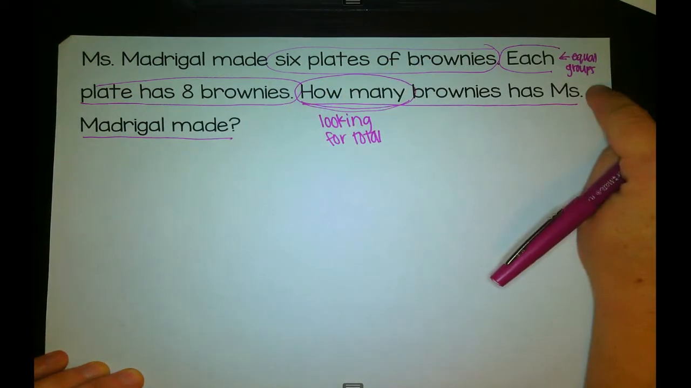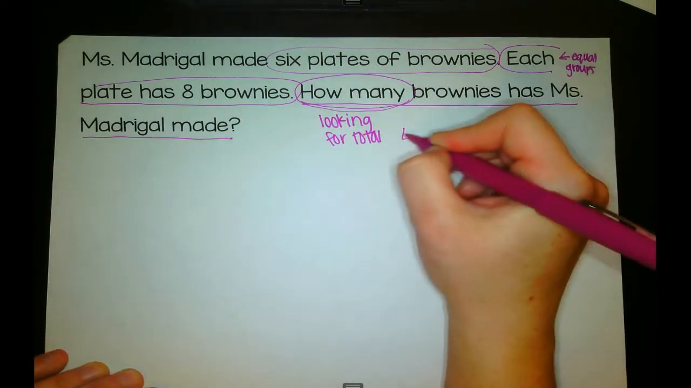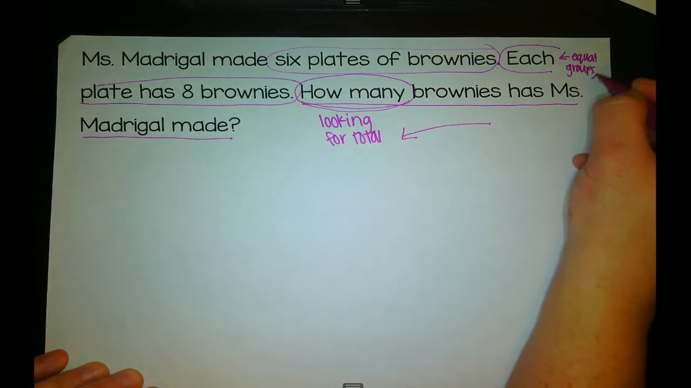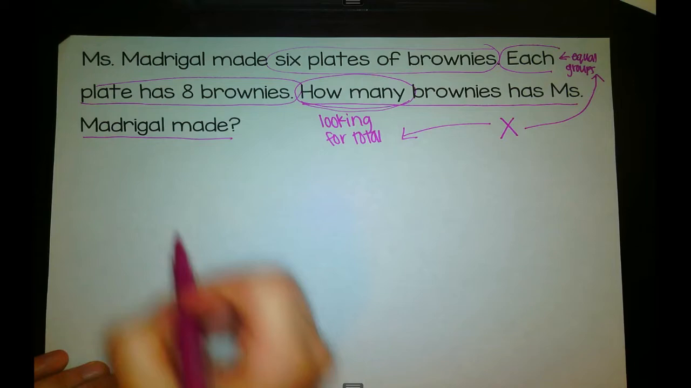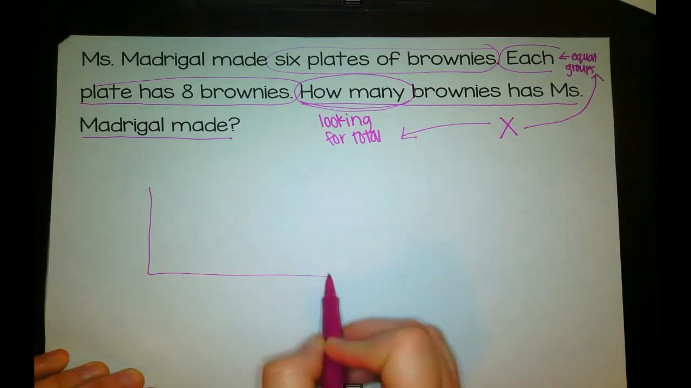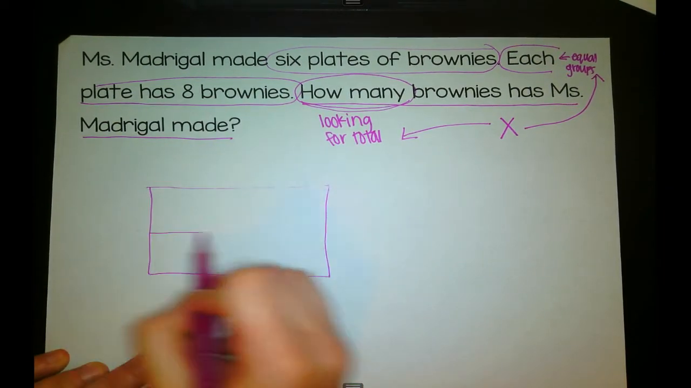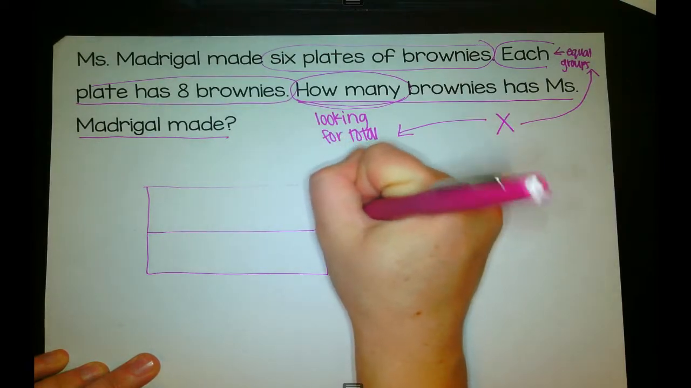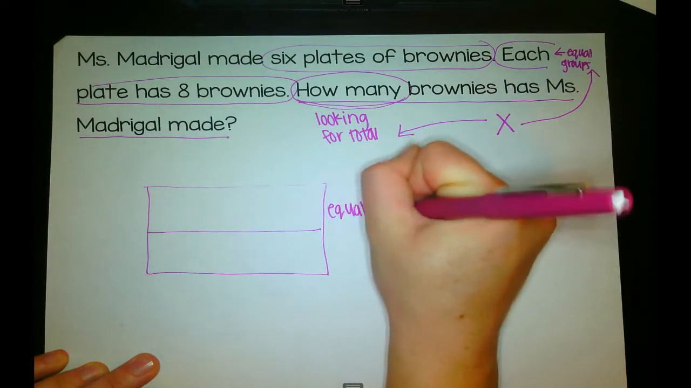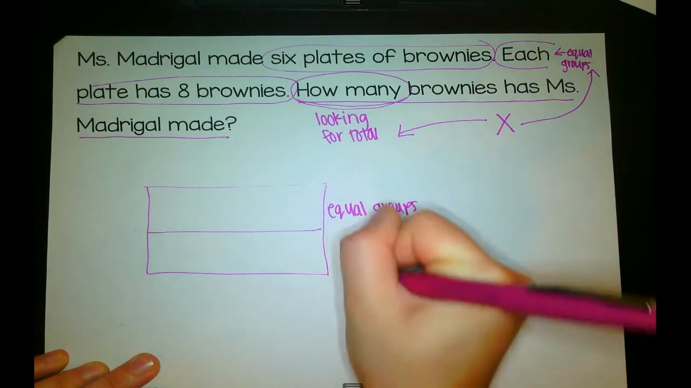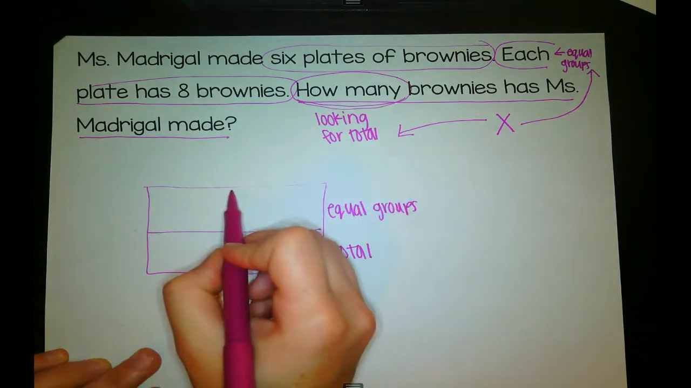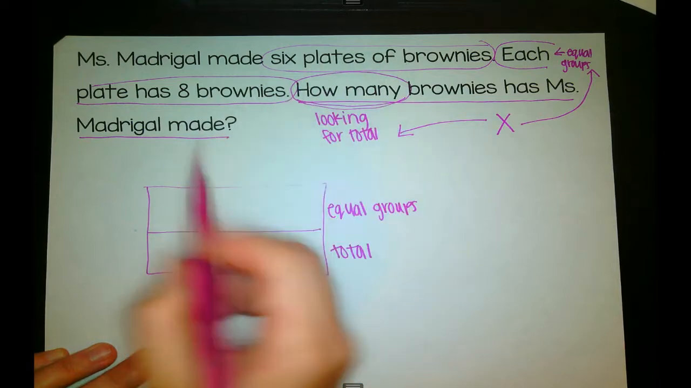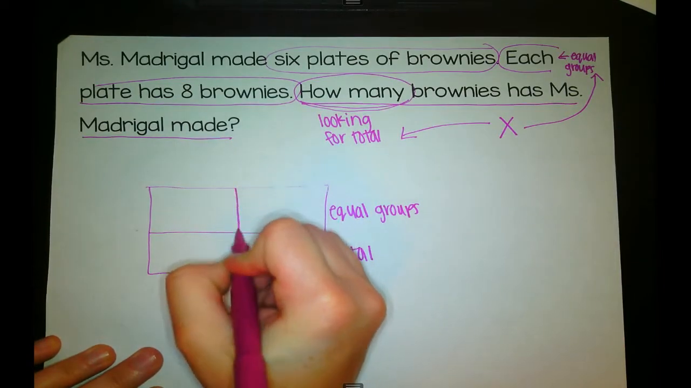And we have equal groups. These 2 clues or these 2 descriptors tell me that we are going to be subtracting. So drawing a strip diagram, the top will be for my equal groups. The bottom section will be for my total. And I have 6 plates of brownies. I need 6 equal groups.